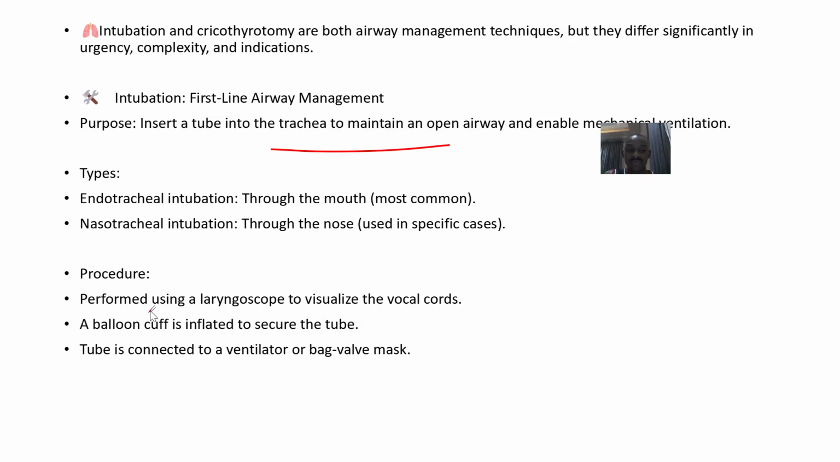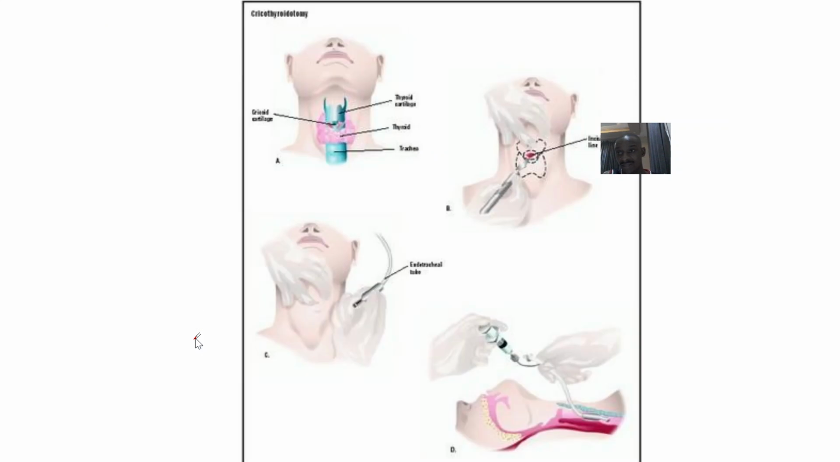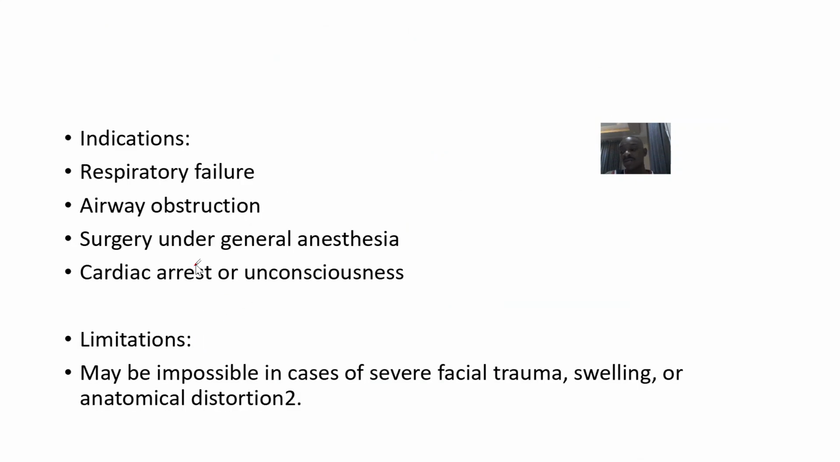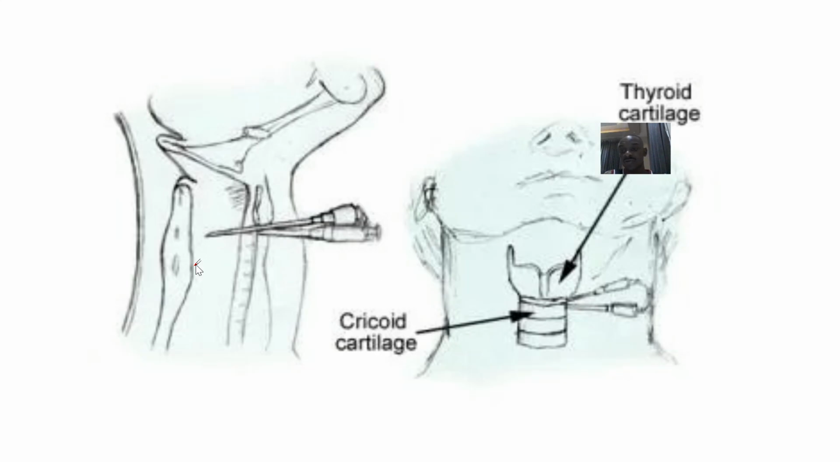So the procedure is performed using a laryngoscope to visualize the vocal cords. A balloon cuff is inflated to secure the tube. Now the tube is connected to a ventilator or a bag valve mask. So indications, like when will you want to do an intubation? If the person is having a lot of issues with breathing, airway obstructions, surgery under anesthesia, cardiac arrest or unconsciousness.